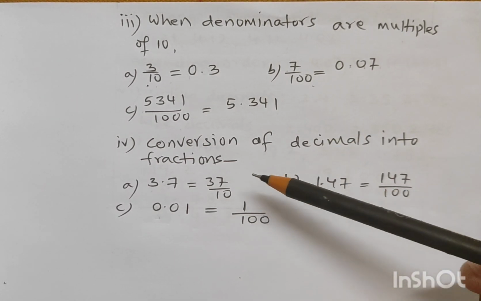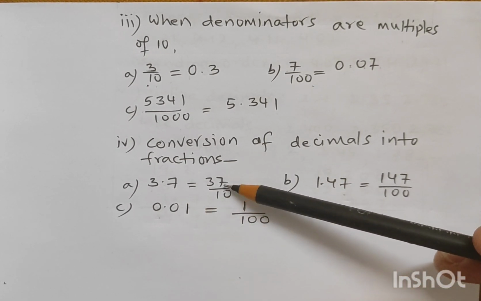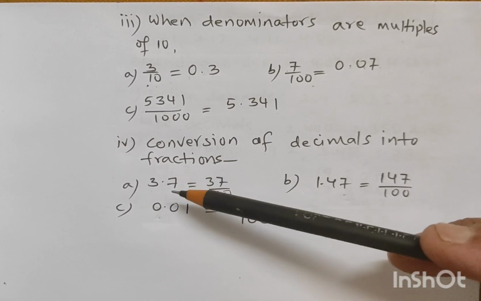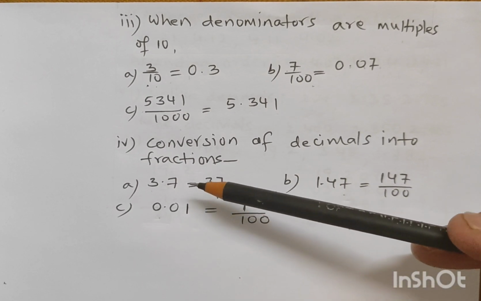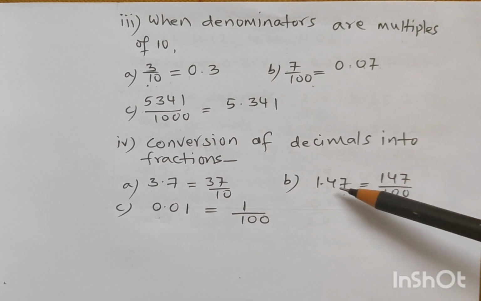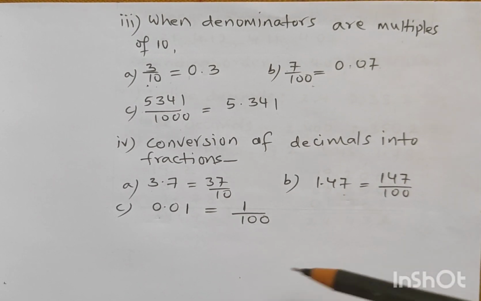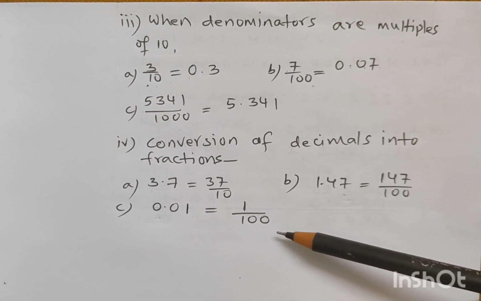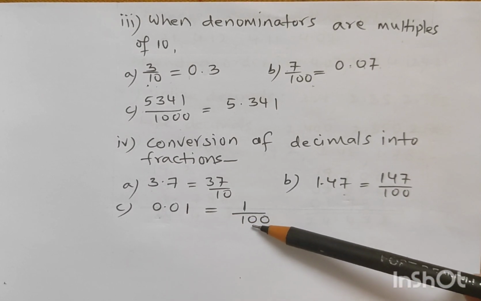Conversion of decimals into fractions. 3.7 is written as 37 by 10. We remove the decimal, put 1 in place of the decimal, and the number of 0s will depend on the number of digits after the decimal point. 1.47 is 147 by 100 and 0.01 is 1 by 100. 2 digits after the decimal and 1 and 2 zeros here.